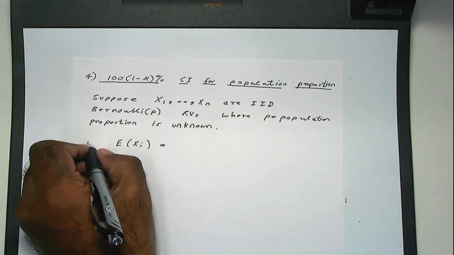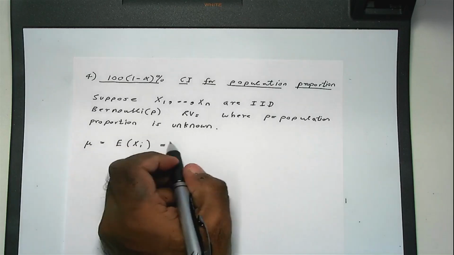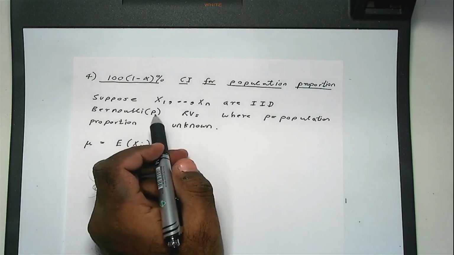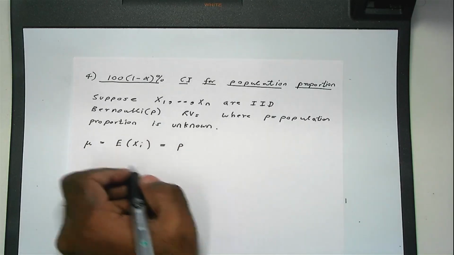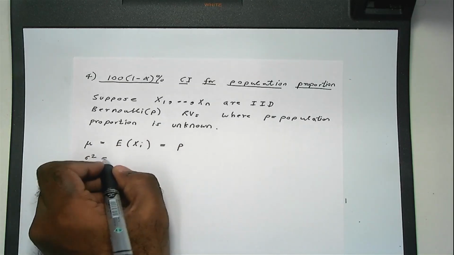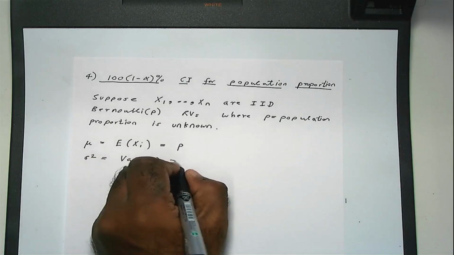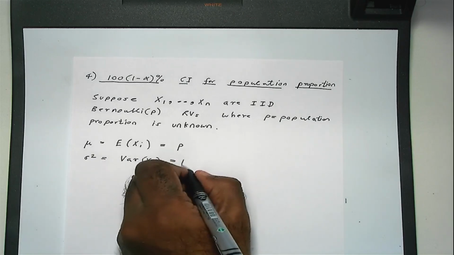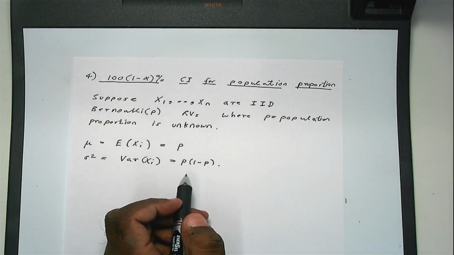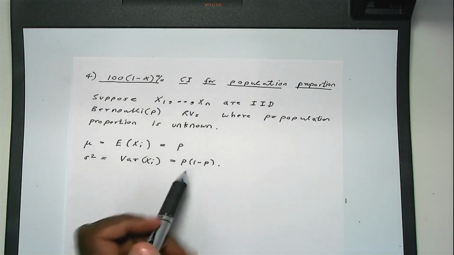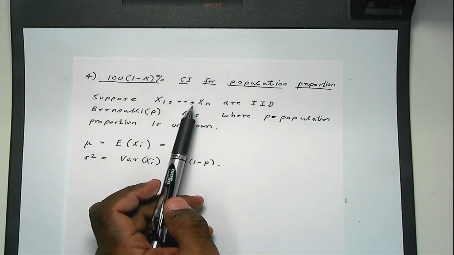You must have done this in probability 1. The population mean mu, which is the expectation of xi, is the expectation of a Bernoulli random variable, which is p. And sigma squared, the population variance, which is the variance of xi, the variance of a Bernoulli, is p times 1 minus p. Now the reason I have written these down is it's difficult to find a confidence interval that is exact. So I'm going to find an approximate one.